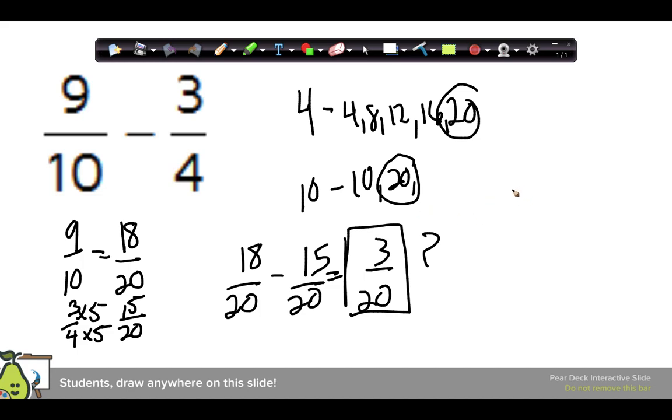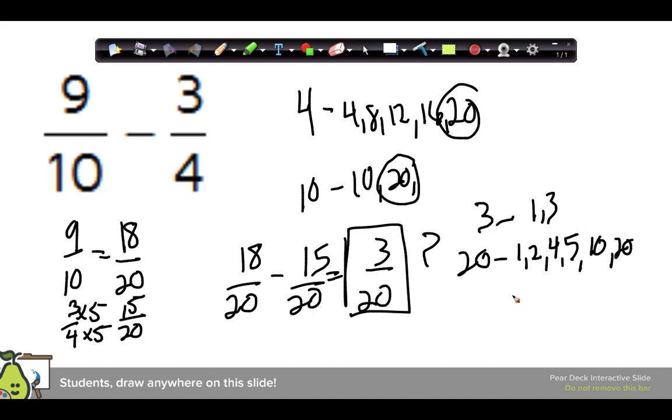And to do that, we would list the factors of 3, which is just 1 and 3. We'd list the factors of 20, which are 1, 2, 4, 5, 10, and 20. There's nothing in common, so this cannot be simplified. So that is as simple of an answer as we can get. It is a simplified answer.